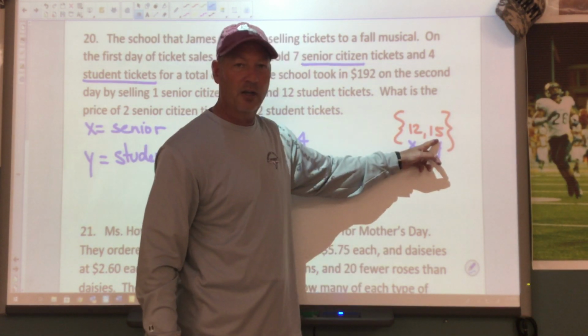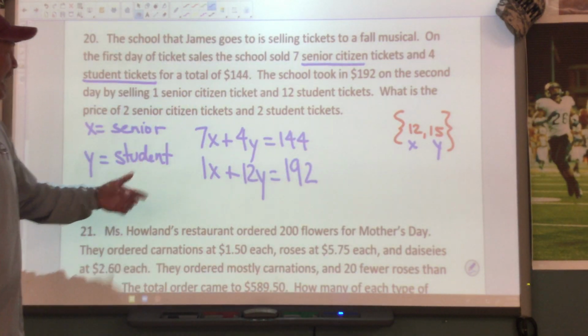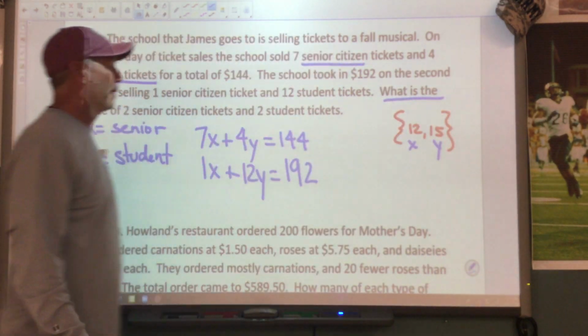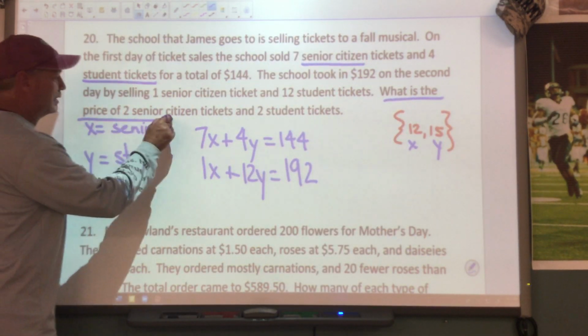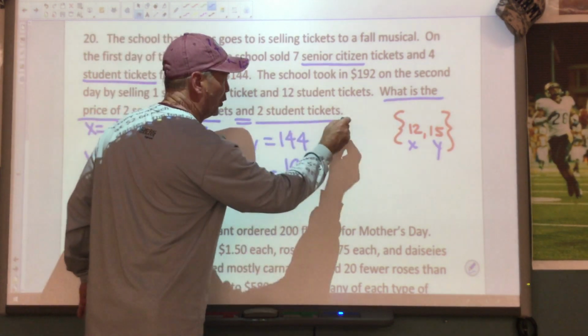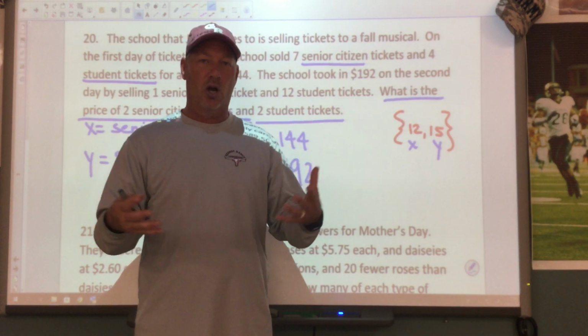This will be the cost of a student ticket. Okay? So what are they going to ask you to do? It says, you got to read this. What is the price of what? 2 senior citizen tickets and 2 student tickets. You have to add that together and give me a total cost.